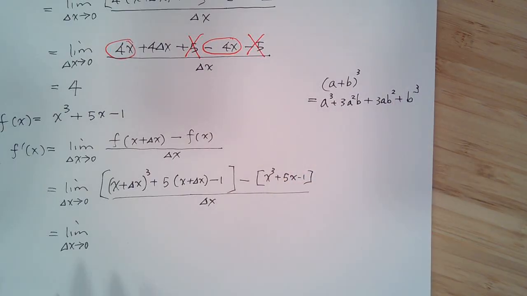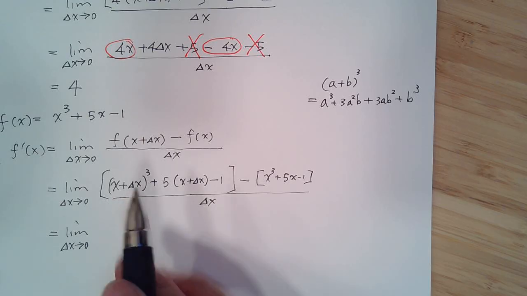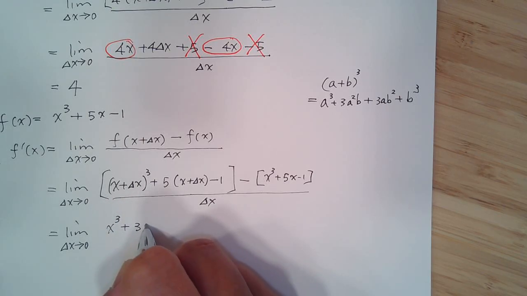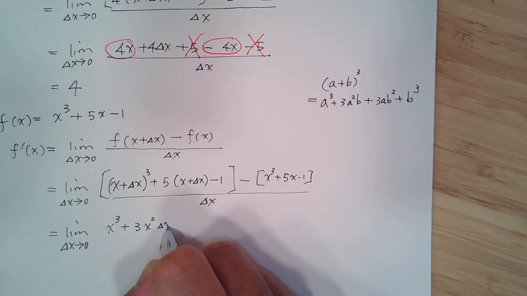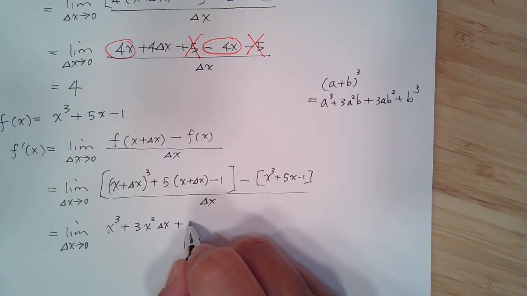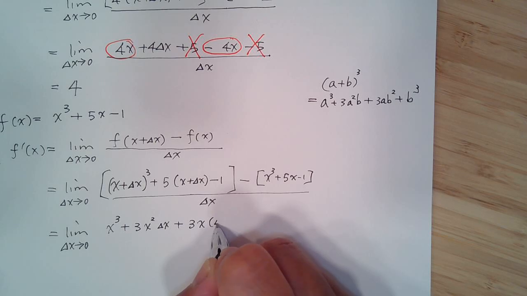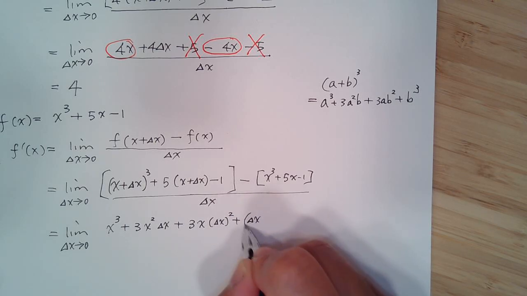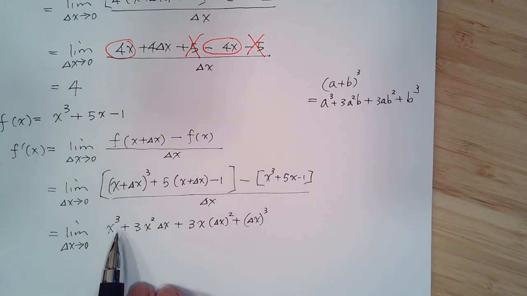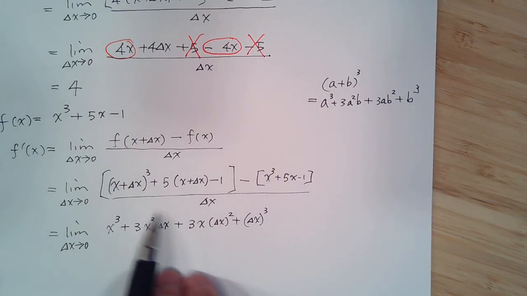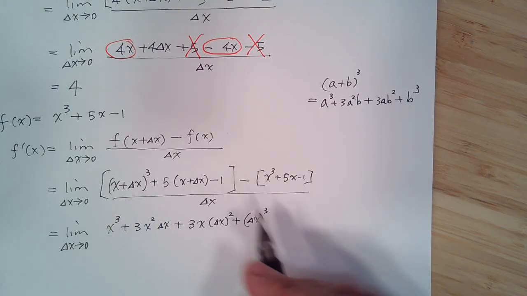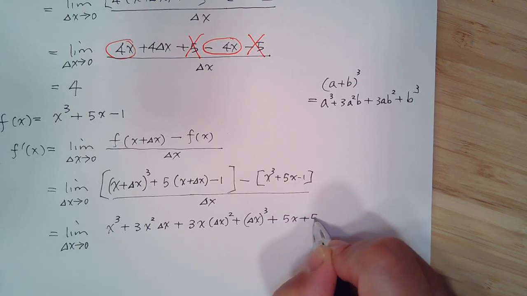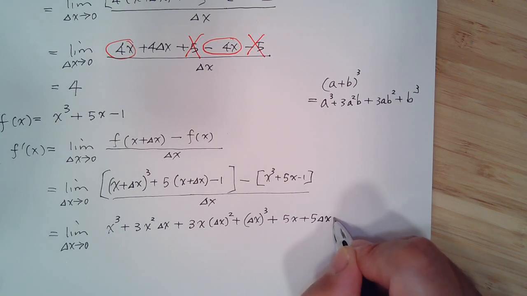Okay, so I have, here's a, here's b. Therefore, I get x to the third plus 3x squared delta x plus 3x delta x squared plus delta x to the third. 1, 2, 3, 4. These are 4 terms. It's the expansion of that one. And then I'm going to go ahead plus 5x plus 5 delta x minus 1.